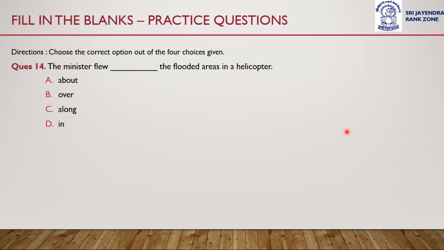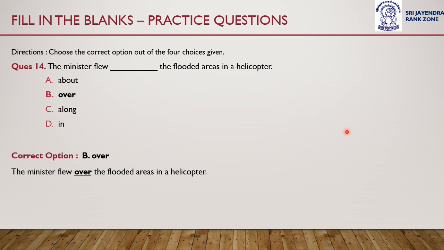So the correct answer would be option B, over. The minister flew over the flooded areas in a helicopter. The correct answer is option B, over.